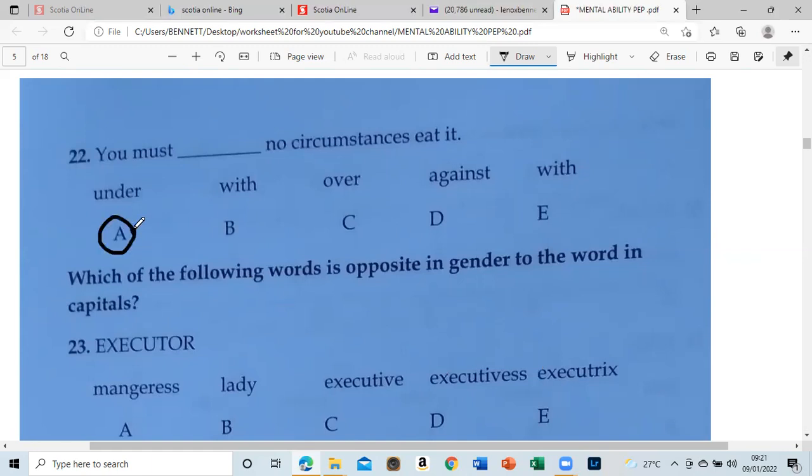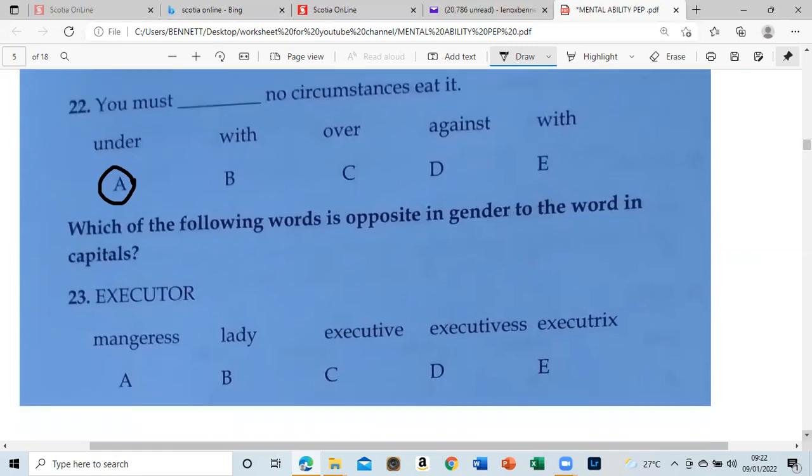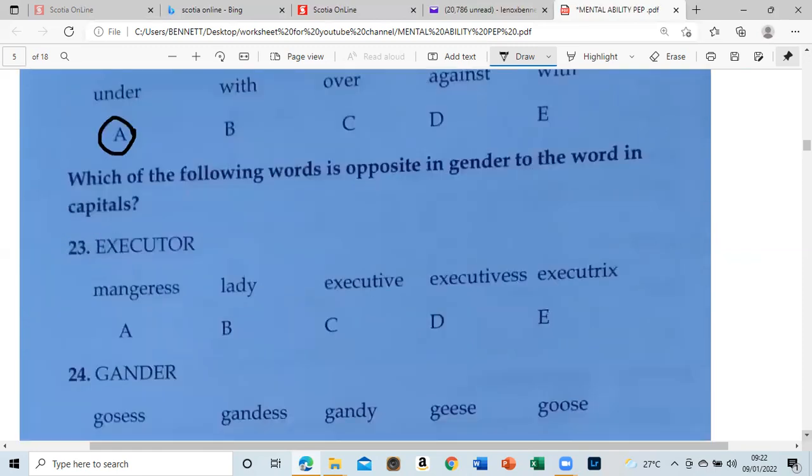All right, so we're going to our next section. Let's read the instructions and see what they're saying. It says, which of the following words is opposite in gender to the word in capital? All right, so you're looking at opposite. Notice opposite. What does opposite mean? Like the opposite of man is woman. The opposite of dry is wet. The opposite of tall is short, and so on. All right, so it's opposite. So they are not the same.